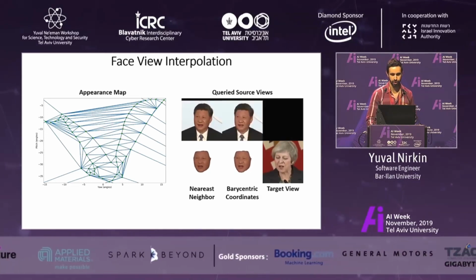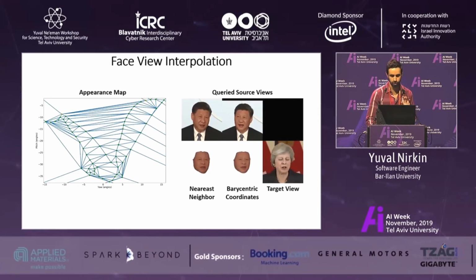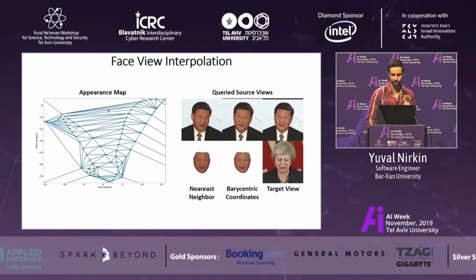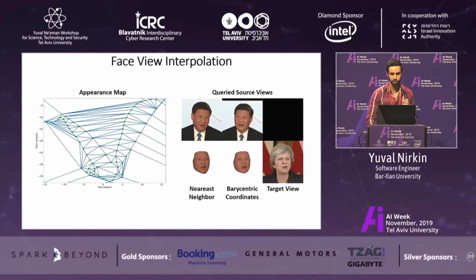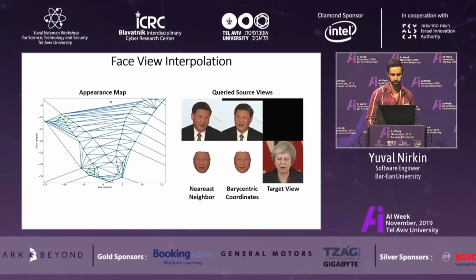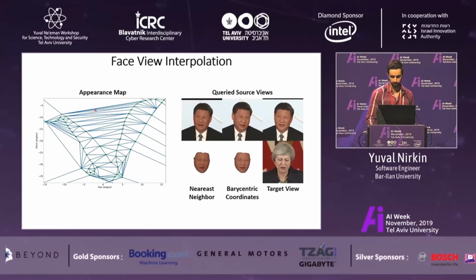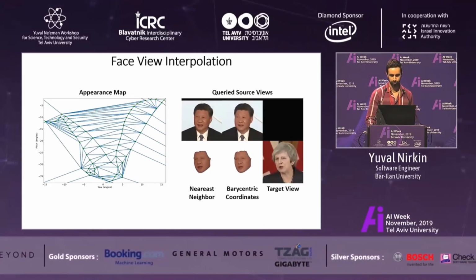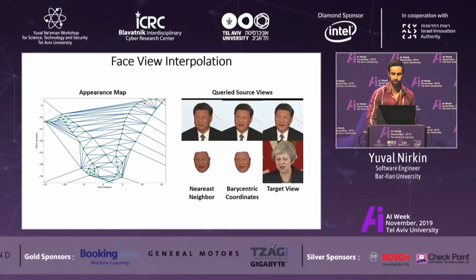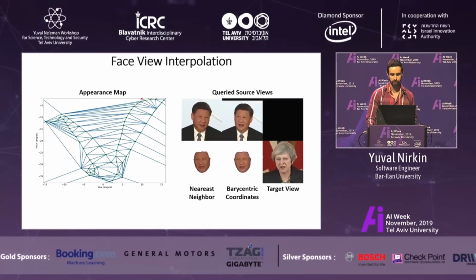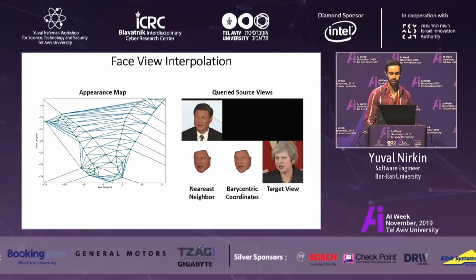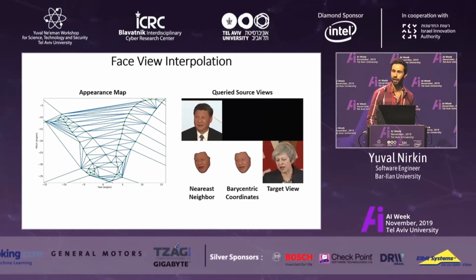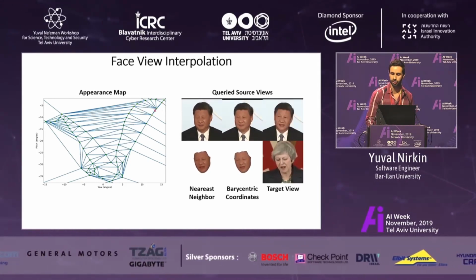in a continuous way, we find a triangle containing the target pose and then use a reenactment generator to align the queried source views corresponding to the triangle vertices to the target's pose and expression. Then we follow it by barycentric coordinates interpolation. Here you can see a comparison between our interpolation method and the naive nearest neighbor interpolation.